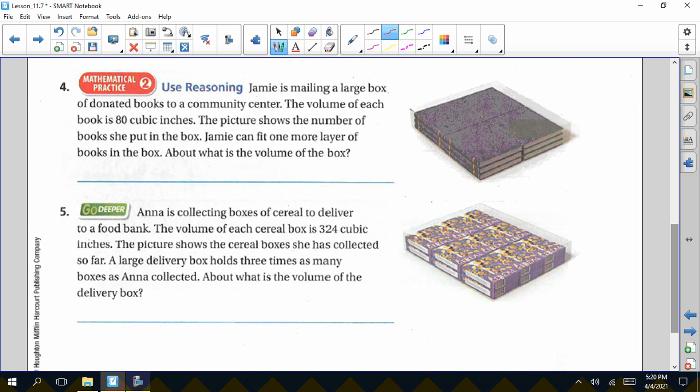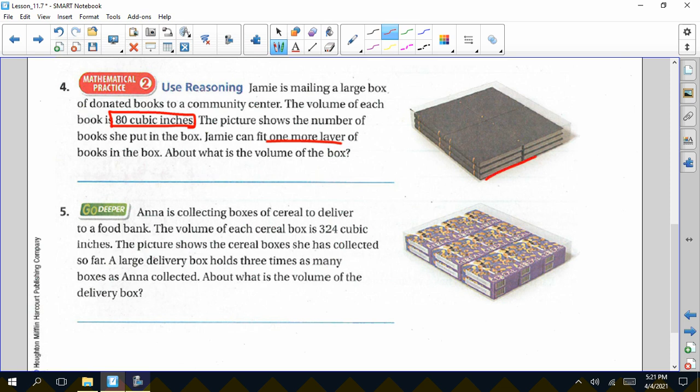Number 4, Jamie is mailing a large box of donated books to a community center. The volume of each book is 80 cubic inches. The picture shows the number of books she put in the box. Jamie can fit one more layer of books in the box. About what is the volume of the larger box? Remember, when we're doing height, we're going to add one extra because it can fit one more row. First of all, we know that each book is 80 cubic inches. Now we need to figure out how many books there are.